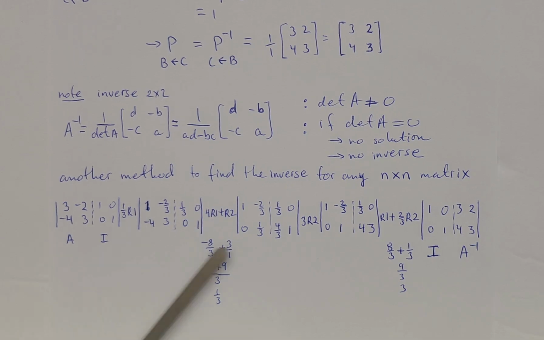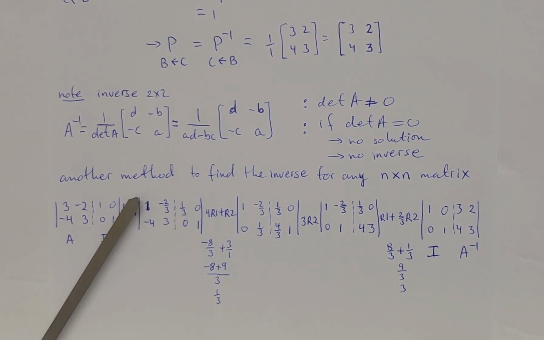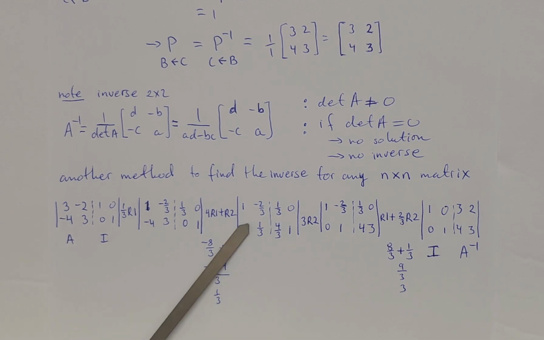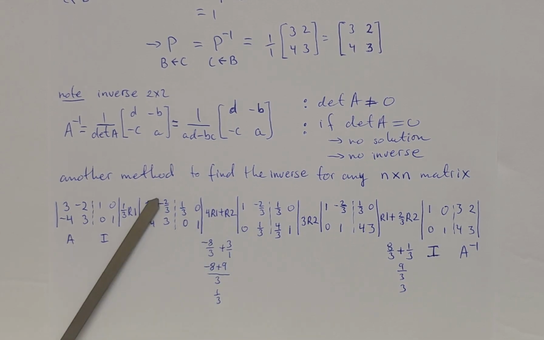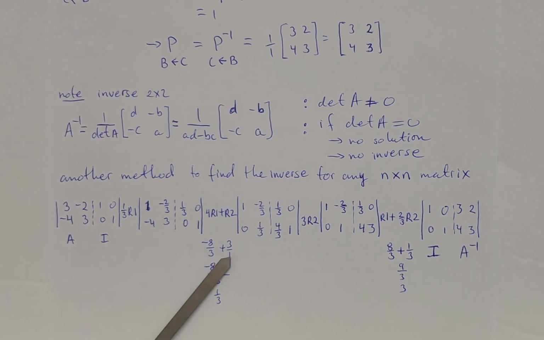So 4 times, let me do it again. 4 times 1 gives me 4. 4 subtract -4 gives me this 0. 4 times -2/3, which is this one right here. So 4 times -2, which gives me -8 over 3, plus this 3, which is here.